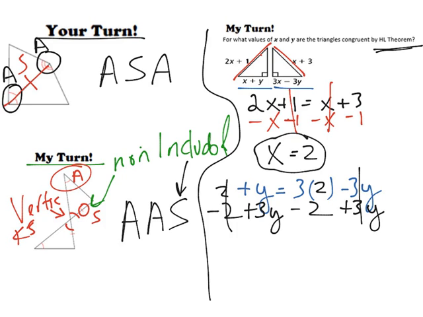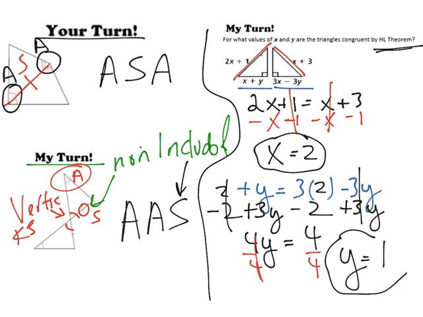Now I'm left with 4y equals 3 times 2 is 6, and 6 minus 2 is 4. Go ahead and divide both sides by 4. Now I'm left with y equals 1. And I have done exactly what I was told: find the values of x and y.